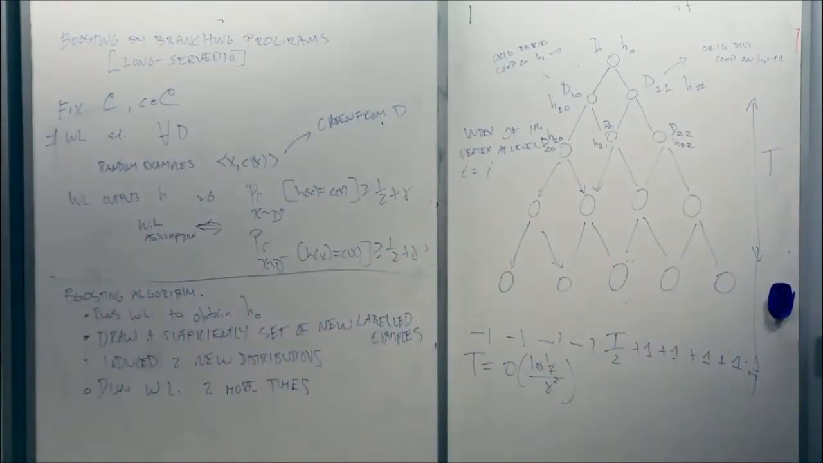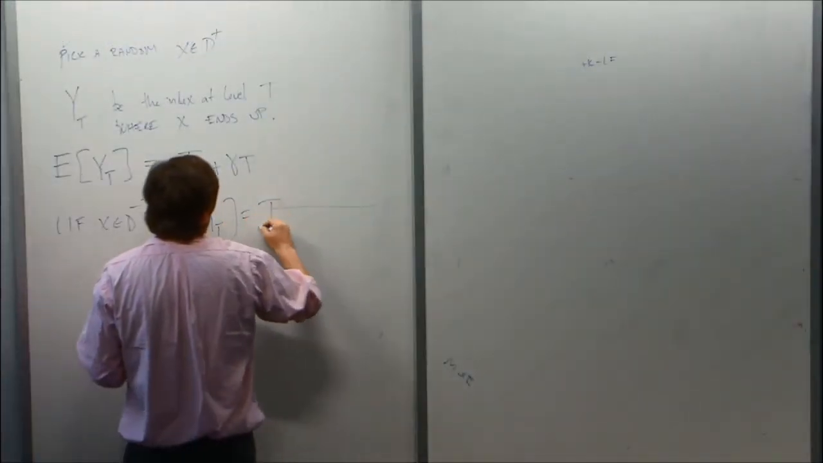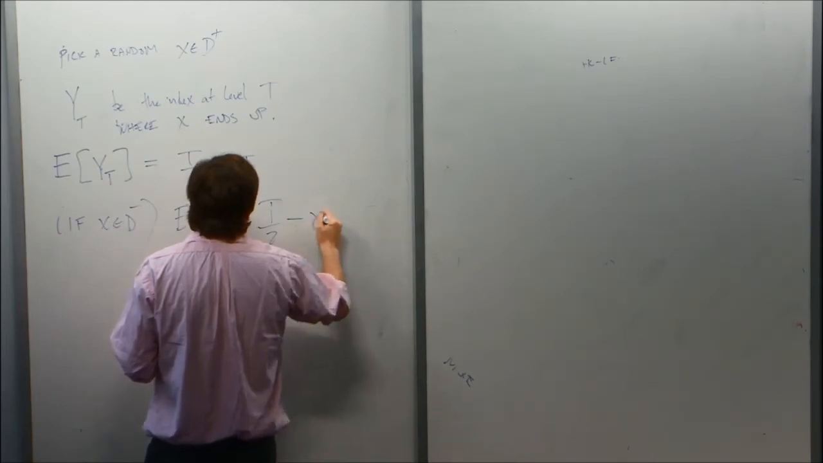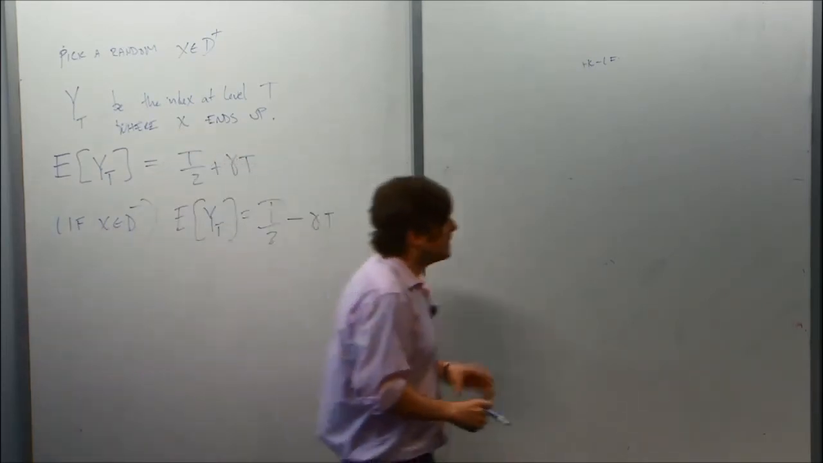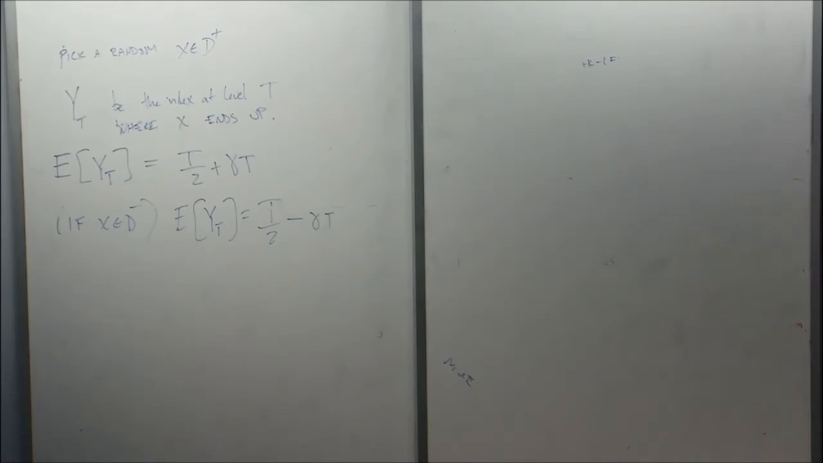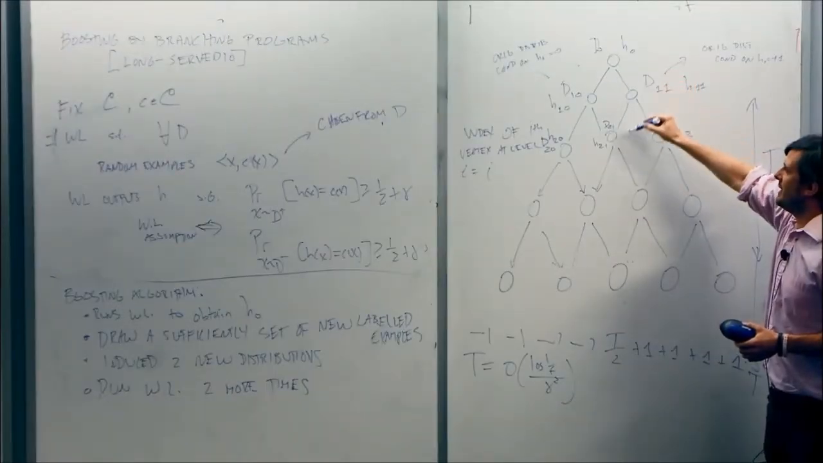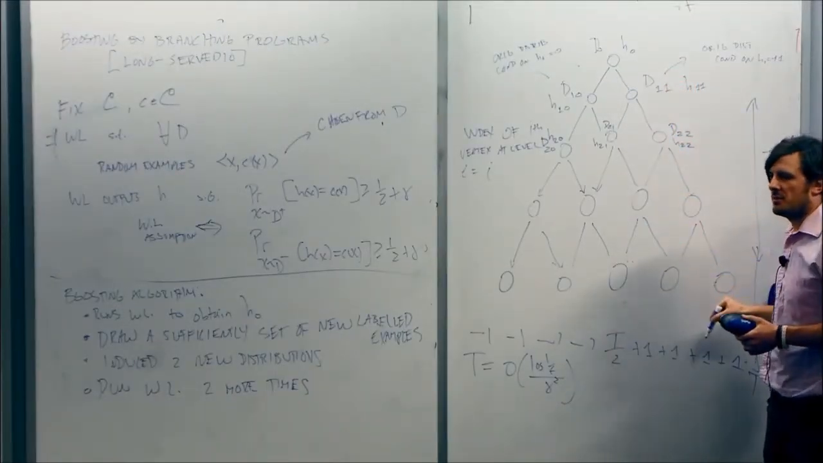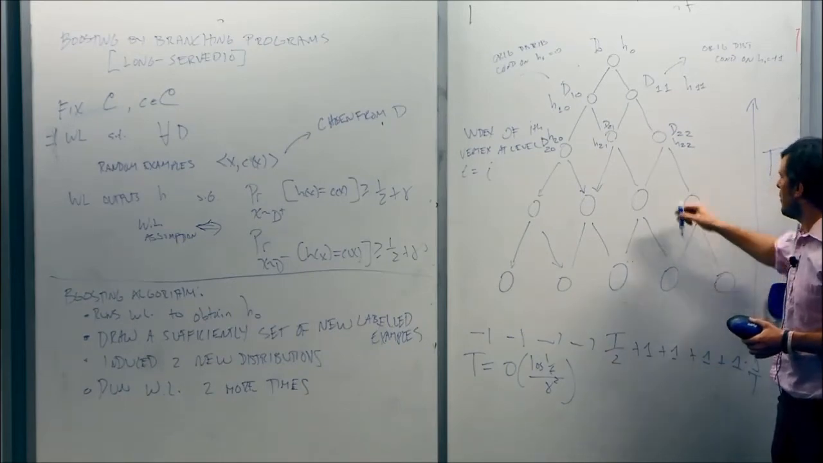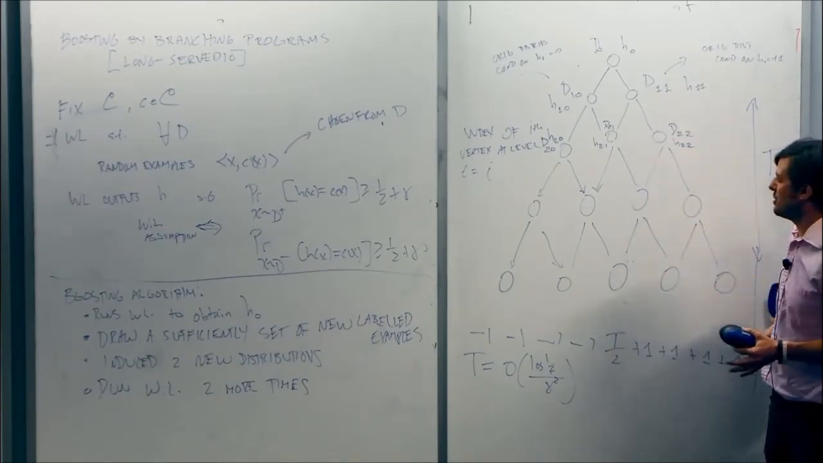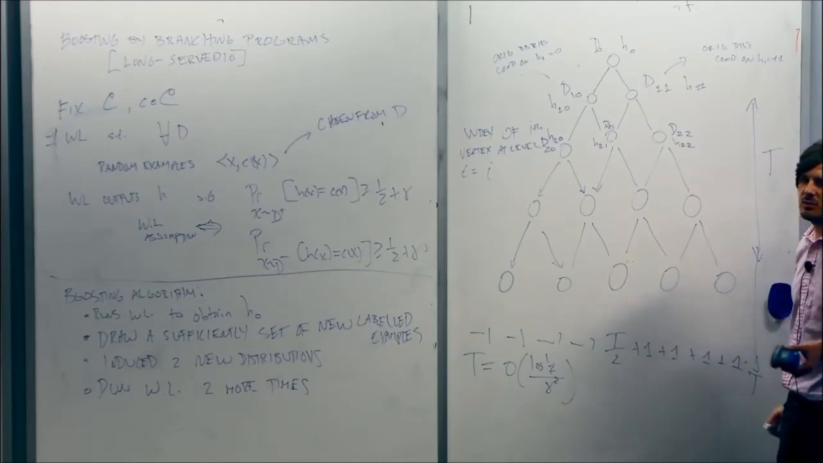And similarly, if x is a negative example, then the expectation of y sub t is t over 2 minus gamma t. So intuitively, when you pick a new random x, this example is going to do a biased random walk inside your branching program. And hopefully the bias pushes you towards one side if you're positive and towards the other side if you're negative.